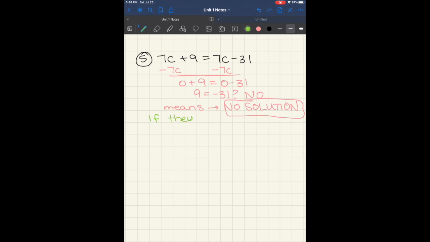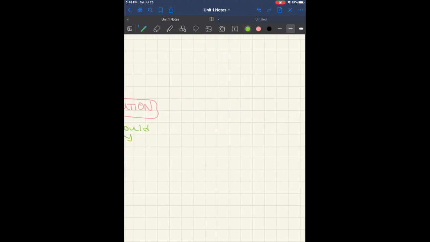That means that no matter what you plug in, that problem is not going to work. You can try literally any number and plug it in for both c's. That equation is never going to be equal on both sides. If they were equal, then we would write infinitely many solutions. You guys will see that coming up.